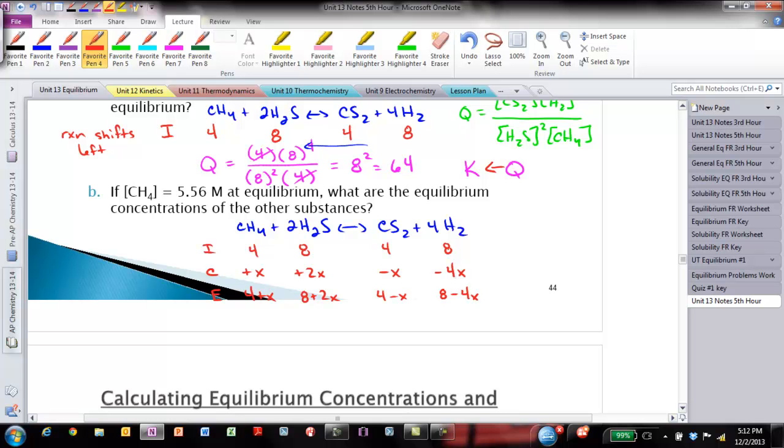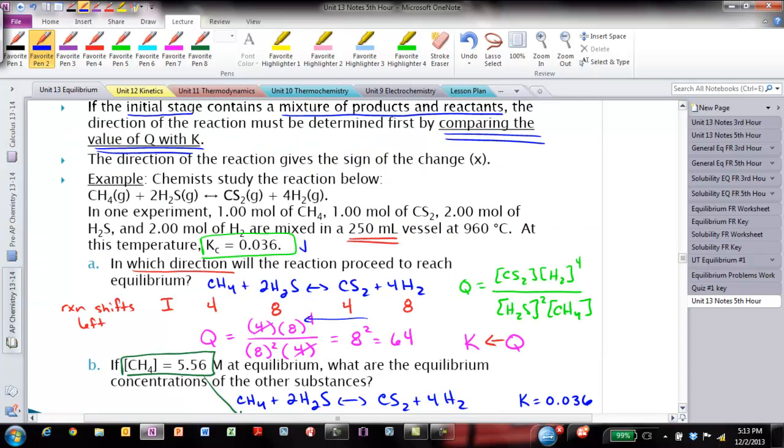Well, given the data, this should make a little bit of sense to you, because it says the methane concentration is 5.56. Well, the methane concentration started at 4, and the only way that it's going to reach 5.56 is if it went up. So we're going to have to add to that. Even if we didn't know the answer to question A, we could have figured it out from the information they gave us. So they did give us that K was 0.036 up above in the example.